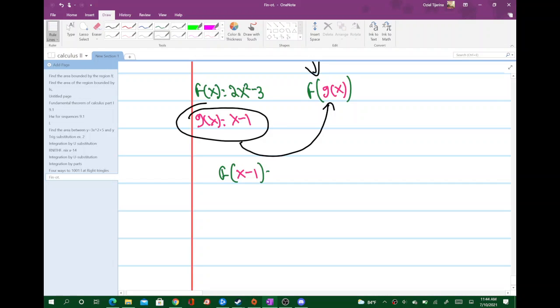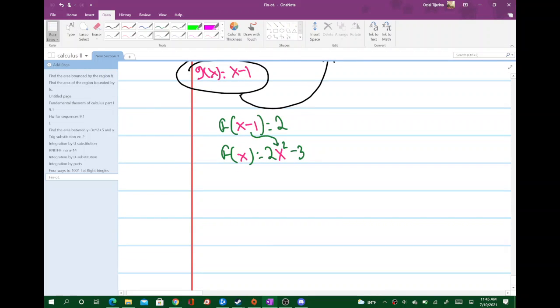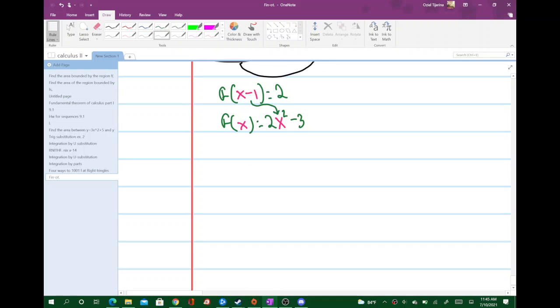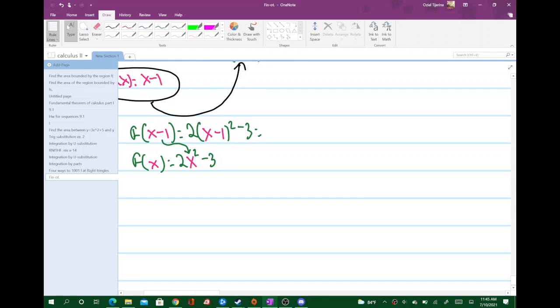And then that means that for our value x, we know that f of x is really 2x squared minus 3. So we're going to plug this in here, and we're going to have f of x minus 1 equals 2 times the quantity x minus 1 squared minus 3. This will give us 2 times x minus 1 times x minus 1 minus 3.